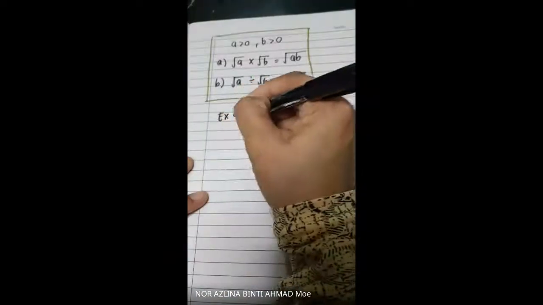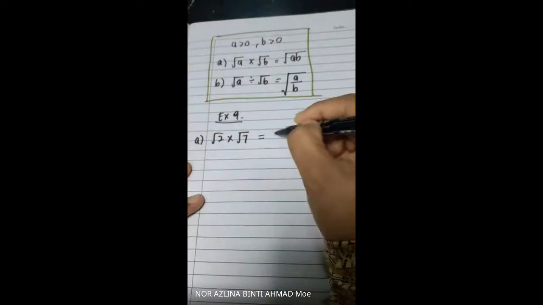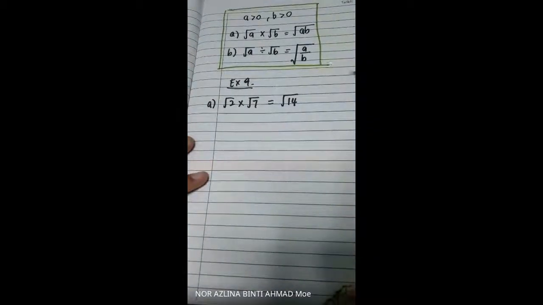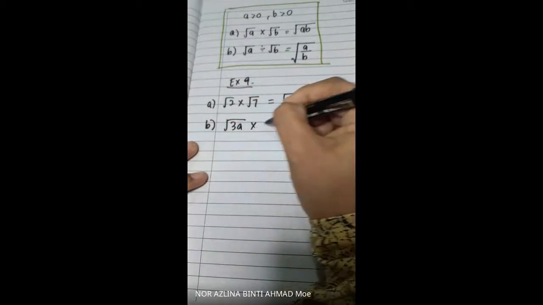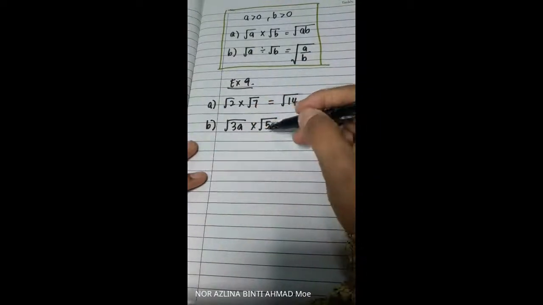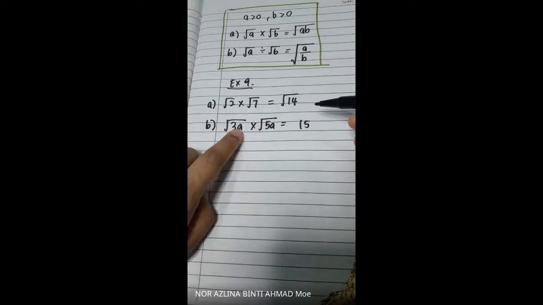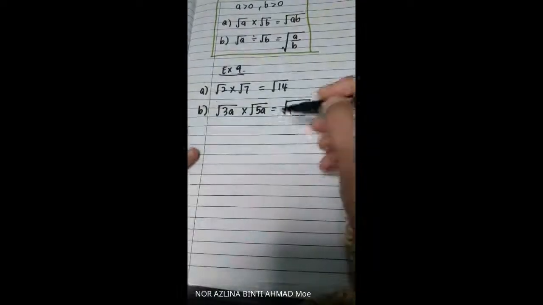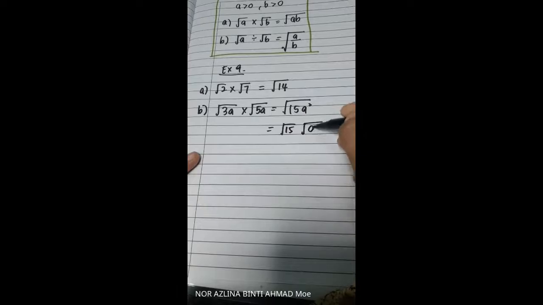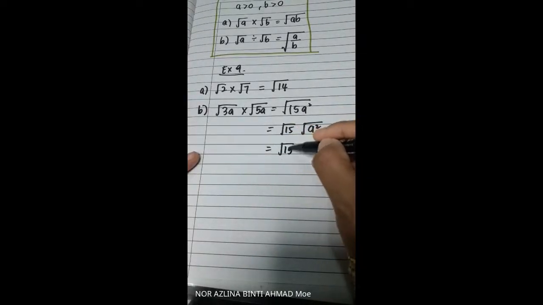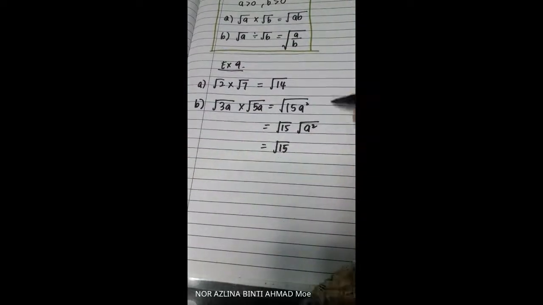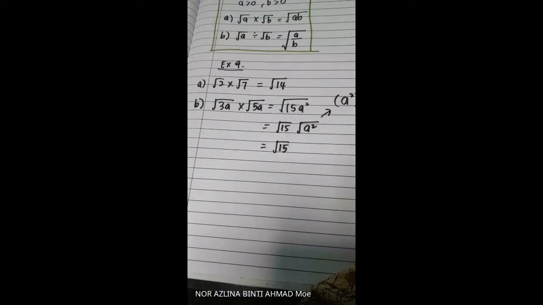Example 9: write the following as a single surd. Square root 2 multiply square root 7. The answer should be square root 14, just multiply inside the surd. B: square root 3a multiply square root 5a, surd 3a order 2 multiply surd 5a order 2. This is equal to 3 multiply 5 is 15, A multiply A is A squared, under the square root. We separate the number and the unknown, so this is equal to square root 15 and square root of A squared. Square and square root we can simplify: A power of 2 in brackets power of 1 over 2, because square root means to the power of 1 over 2. So we will get A only.